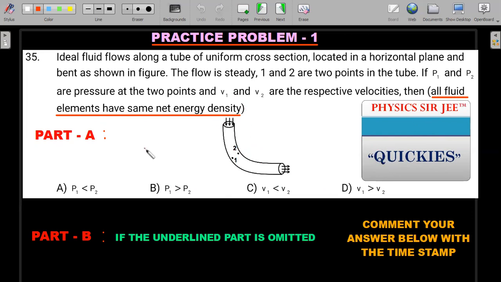For part A of the question, take this information, whereas attempt this question again for part B, where more than one option may be correct, if the underlined part is omitted. So someone, let's say, doesn't give you the information that the fluid elements have the same net energy density, then what will be your response? It's a very interesting one.